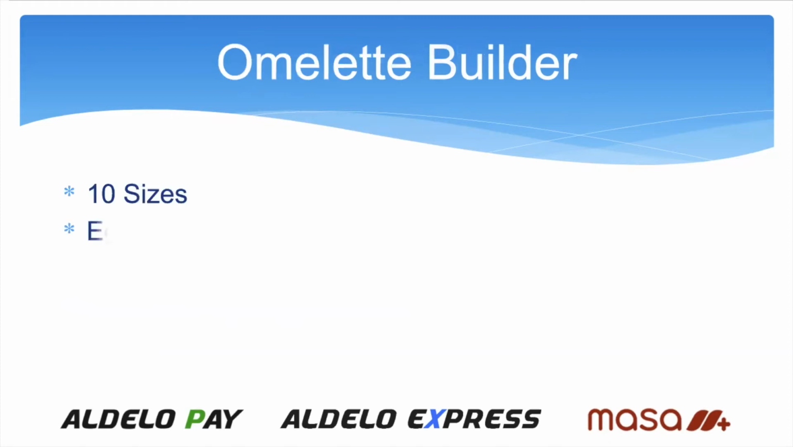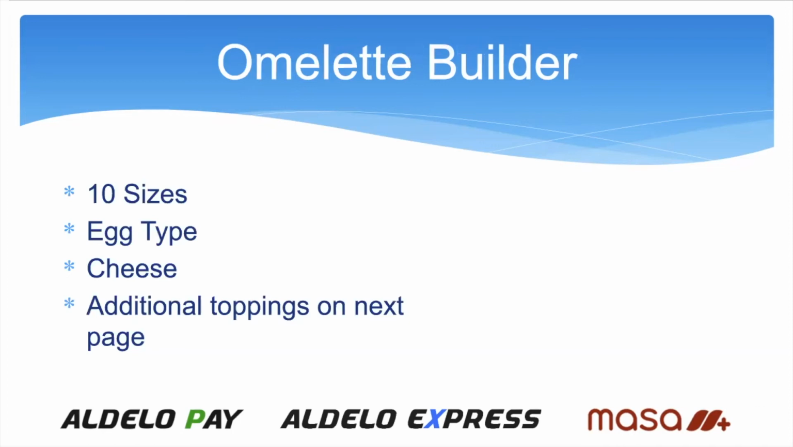You still have the 10 sizes, egg type, and cheese. Additional toppings would be on the next page. So the first column would be the size, 2 or 3 egg, or whatever size omelet they're going to have. Then whole or whites, and then the cheese: cheddar, mozzarella, blend, whatever cheese they're going to add. And then the toppings will be on the next page.